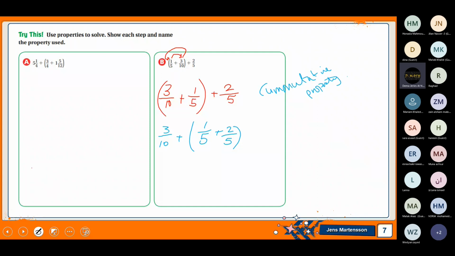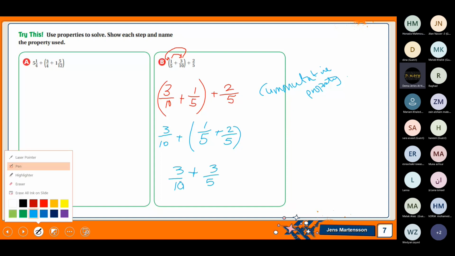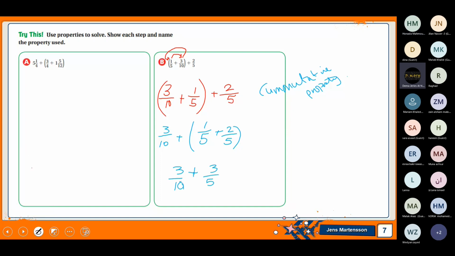Then 1 over 5 plus 2 over 5. Do they have the same denominator? Yes. 1 plus 2 equals 3 out of 5. Bravo. Plus 3 out of 10. Now look at 5 and 10. Do they have the same denominator? No. So what is the number that you can multiply by 5 to give you 10? 2. Bravo. Here times 2, here times 2.